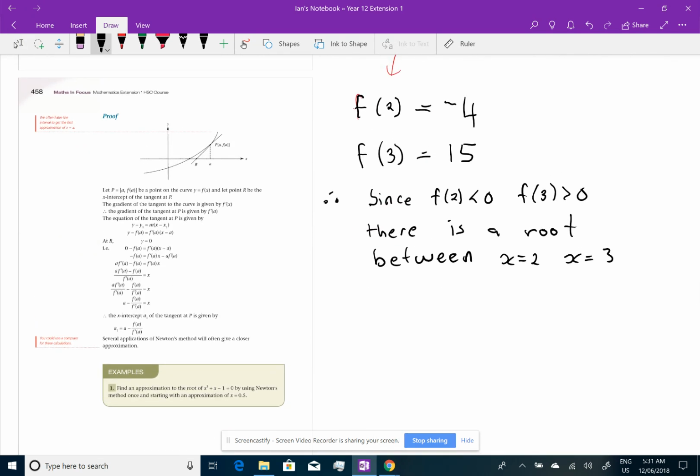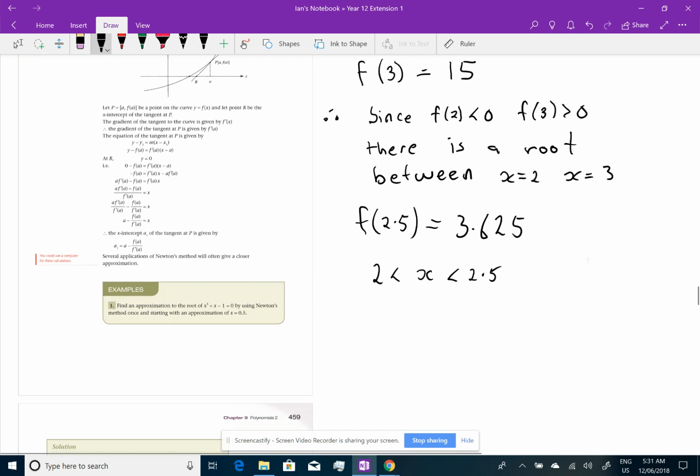So let's try f of 2.5. Now I've left it in my calculator, so I'm just going to go 2.5 equals, scroll up, press equals, and I get 3.625. And I look back and I go, well, it's between 2 and 2.5. Therefore, 2 and 2.5.